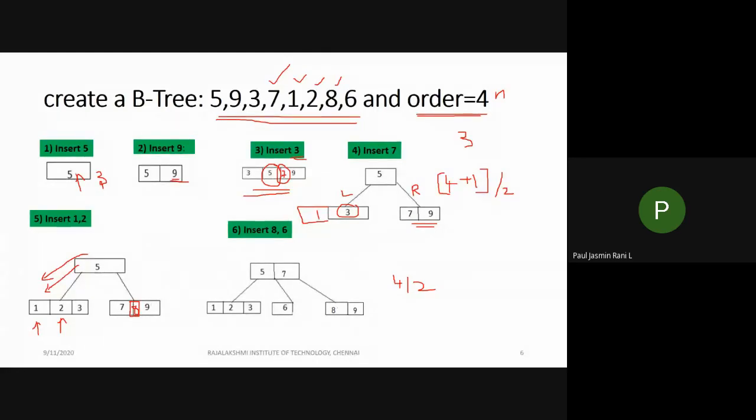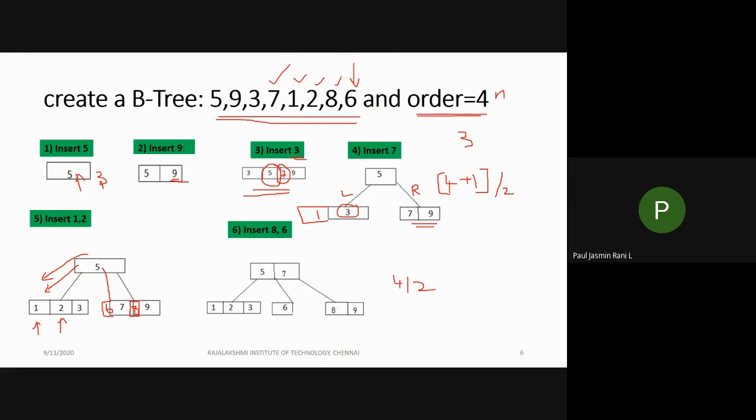Till now it satisfies the property of your B tree. You don't have any problem. The problem arises when you insert the element 6. Where will you insert the 6? It is greater than your 5, so I am going to insert it on the right side of your 5. 6 is less than your 7, so here I am going to insert the element 6. Again, while I am inserting the 6, it doesn't satisfy the property of your B tree.